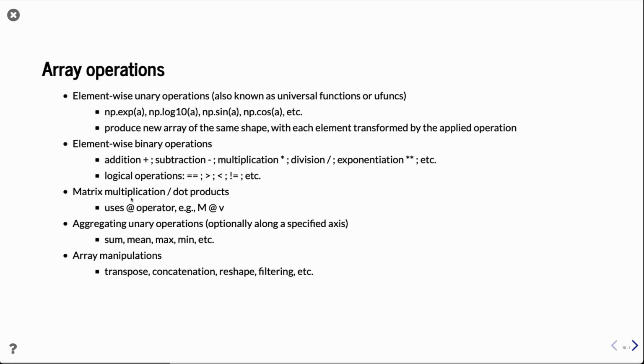If you actually want to do a matrix multiplication or some kind of dot product, you can use this @ operator, for example, to do a matrix-vector multiply using the tenets of linear algebra. There are a number of aggregating unary operations that I'll show some examples of, where we can do operations optionally along some specified axis. And then there are lots of functions for different kinds of array manipulations to reshape and bundle things together in different ways.